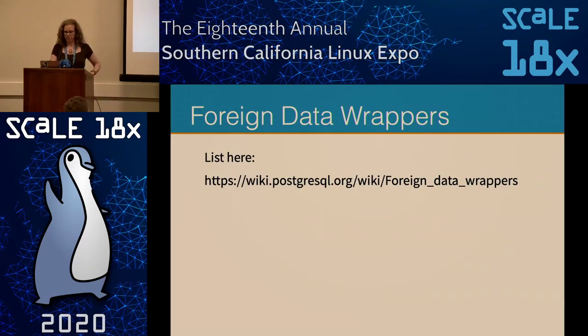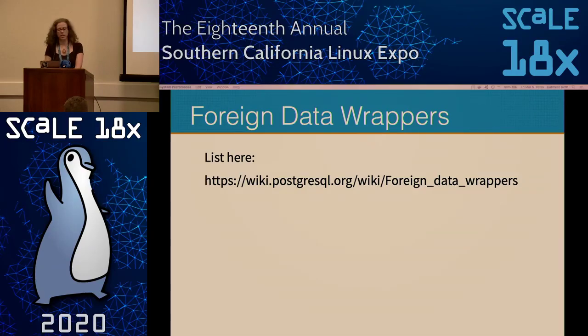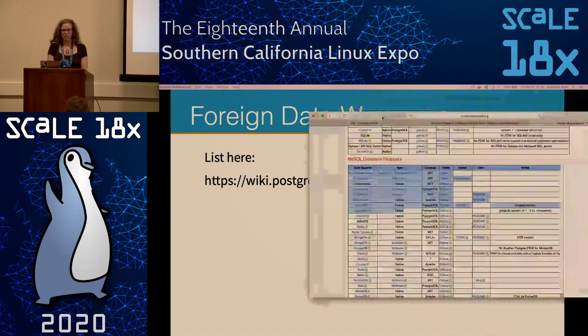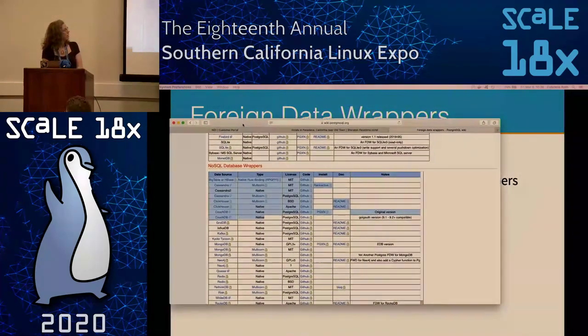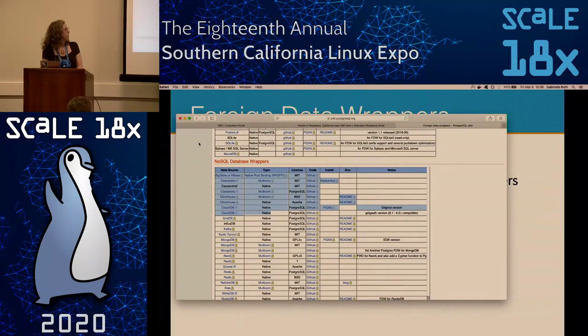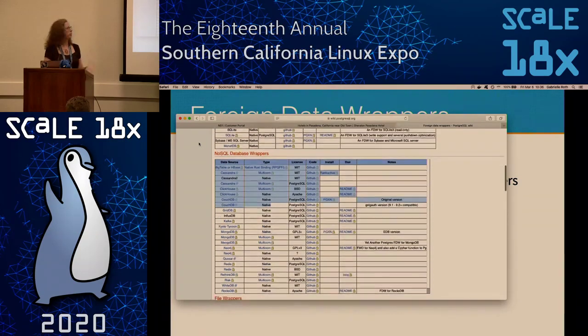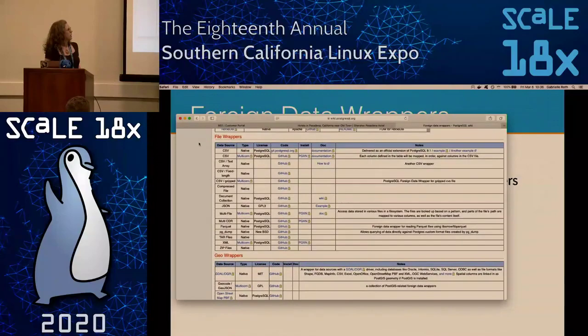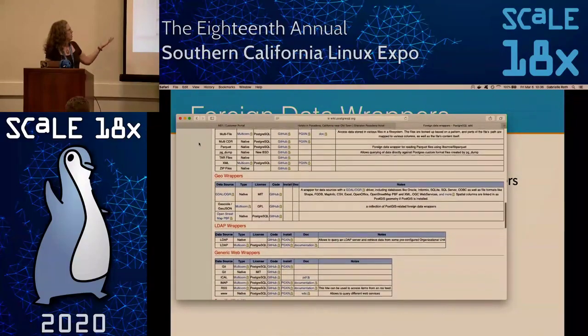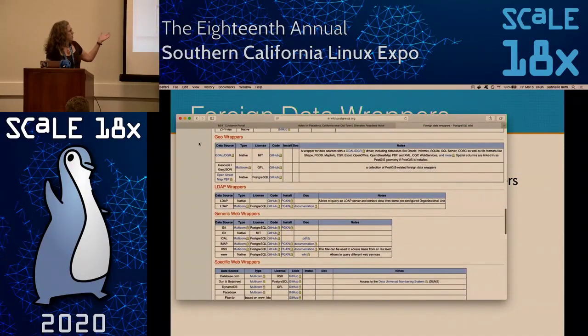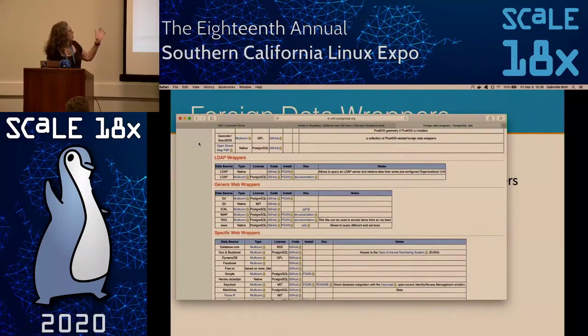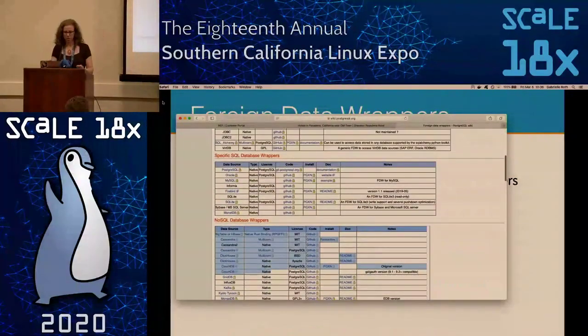So, foreign data wrappers. There's a list, and let's see if I can show that to you all. Okay, this is on the wiki, and I have a references page at the end of this. But look at the selection here. CSV, geodata wrappers, LDAP, generic web. There was a Twitter foreign data wrapper, all kinds of cool stuff. Pretty much anything you could want to know.